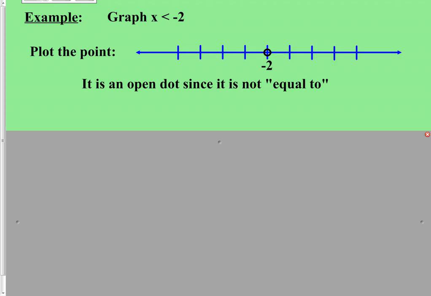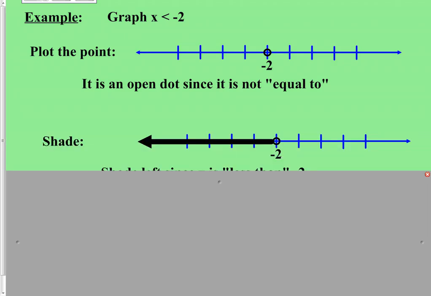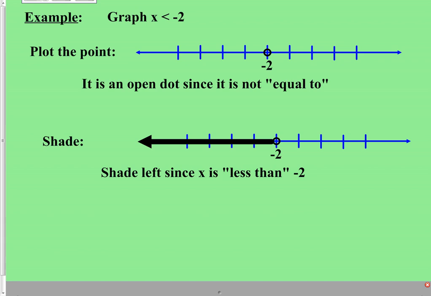Okay, so open dot since it's not equal to, and we shade to the left since x is less than -2. And of course, remember, you can always read inequalities forwards or backwards. So you could read it from left to right saying x is less than -2, or from right to left saying -2 is greater than x. Both say and mean the same thing.